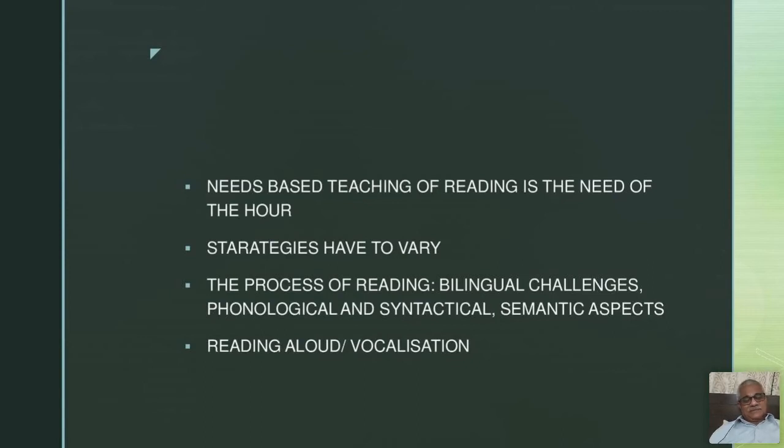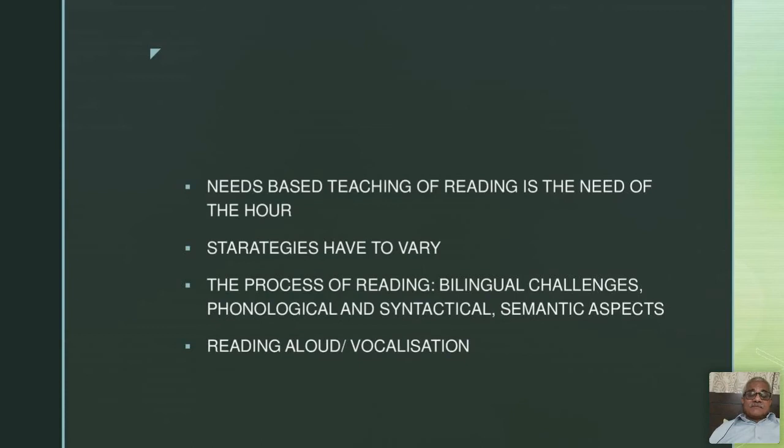But these are different. Let me show you in a short while what kind of reading activities are given by recruiting companies and recruiting agencies. It's not like the usual reading comprehension activities that you have. So that is one thing.